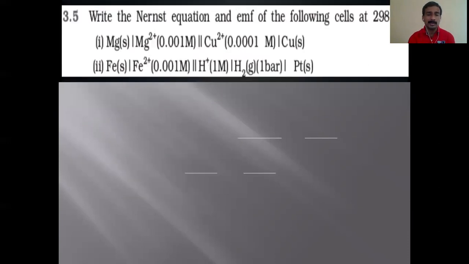Another question based on the Nernst equation. Write the Nernst equation and EMF of the following cells at 298 Kelvin. The first one is Mg|Mg2+ with concentration 0.001 molar, double bar Cu2+ concentration 0.0001 molar|Cu. So here we can write the cell reaction first. Here it is asked: write the Nernst equation and calculate the EMF. If you want to write the Nernst equation, you have to write the cell reaction first. What is the cell reaction? Mg plus Cu2+ gives Mg2+ plus Cu.